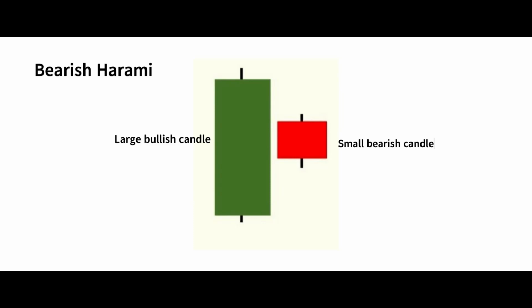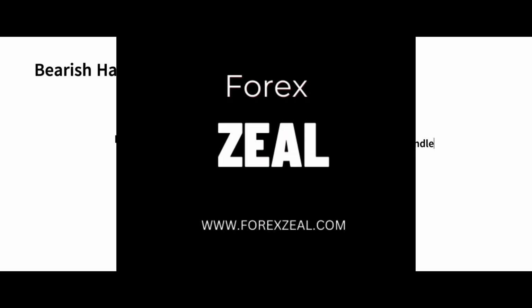The bearish harami suggests that the buying pressure from the previous trend is weakening, and there is a possibility of a trend reversal or a slowdown in the upward momentum. It indicates indecision in the market, with the bears starting to gain control over the bulls. Traders often interpret the bearish harami as a signal to potentially consider short positions.